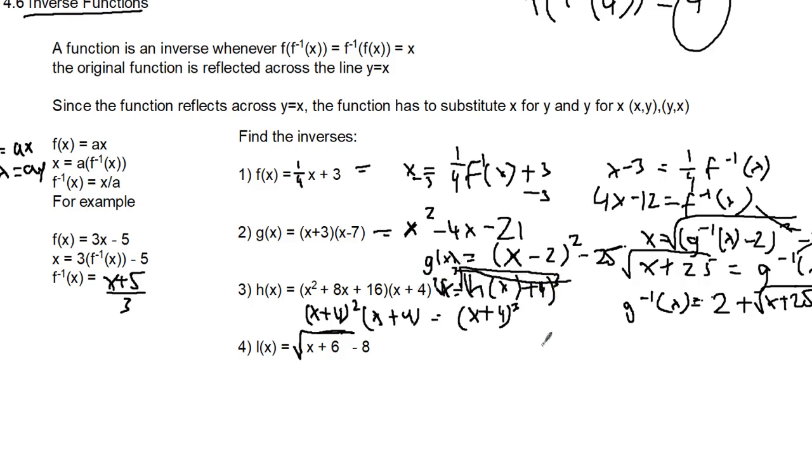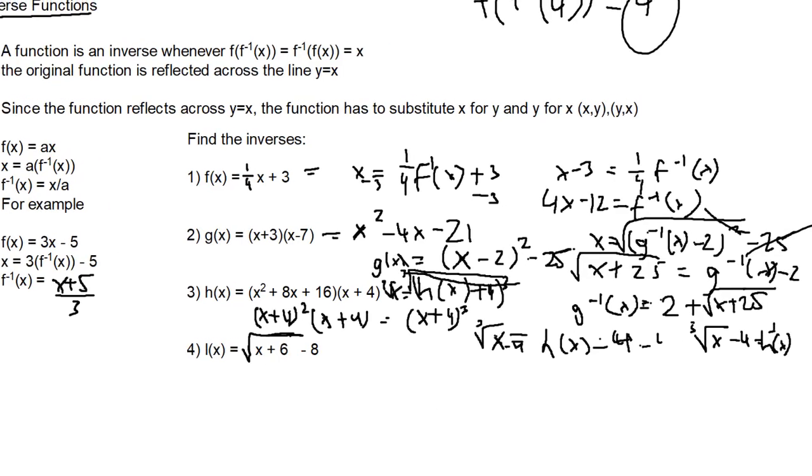So we can take the third root. Now we have the third root of x is equal to h of x plus 4, and we can subtract 4 to get the third root of x minus 4 is equal to inverse h of x. Simple. The third root of x minus 4 is equal to h minus 1 of x. There you go.